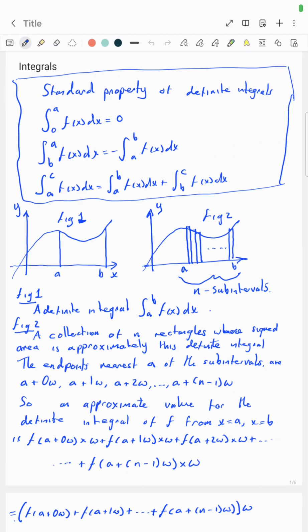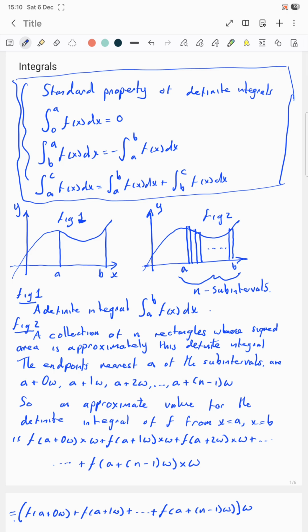This is integrals, specifically definite integrals. Now the standard properties of definite integrals are given here. They're pretty straightforward, like inverting and a summation and whatnot, but we'll start with defining what we actually are doing when we're integrating something, where an integral is basically a sum.